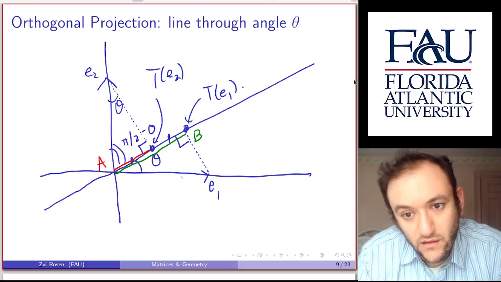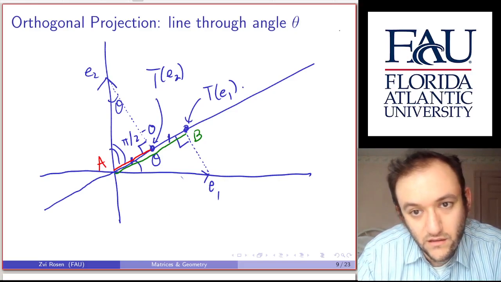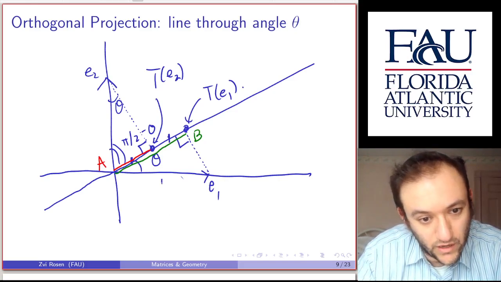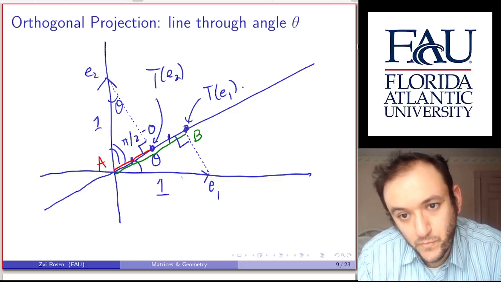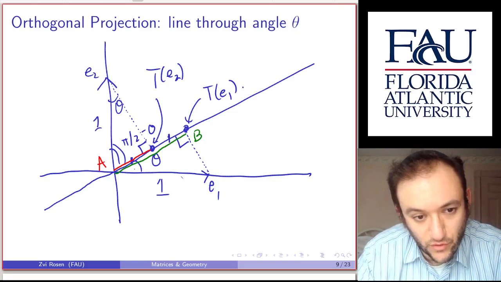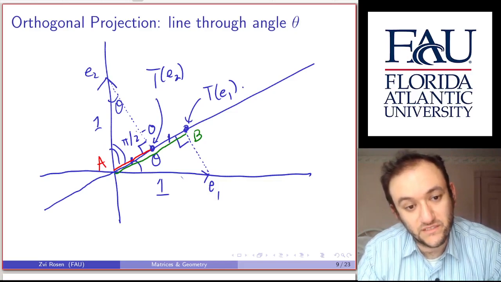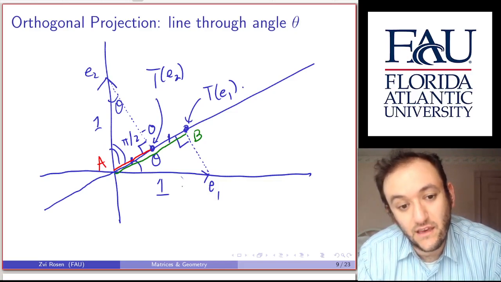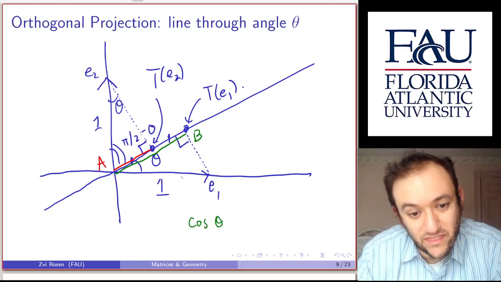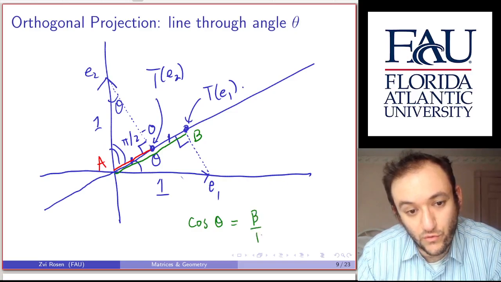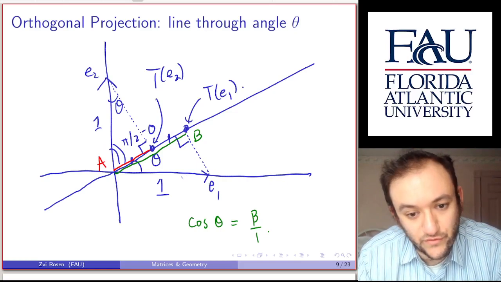So if B is in this right triangle, we know that these two lengths are 1, because they're the basis vectors. So what we're looking for is a trigonometric function which involves B and 1. So relative to theta, B is the adjacent side, and 1 is the hypotenuse. So what this tells us is that cosine theta equals B over 1. Okay, great. So we've solved for B.